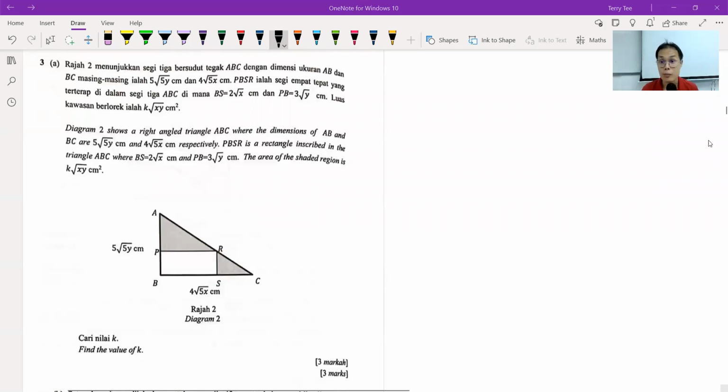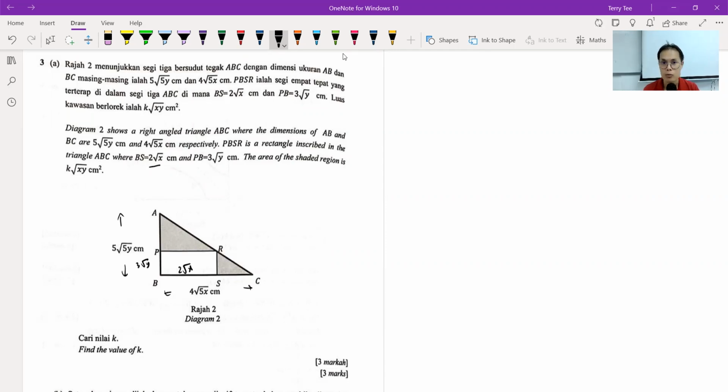Okay, question number 3. This is from the chapter Indices, Surds, and Logarithms, chapter 4. Okay, the first part, we have a diagram that shows right-angled triangle ABC. The dimensions AB and BC are given as 5 surd 5y and 4 surd 5x. And we have PBSR, a rectangle inscribed in the triangle ABC, where BS is given as 2 surd x, and BP is 3 surd y.